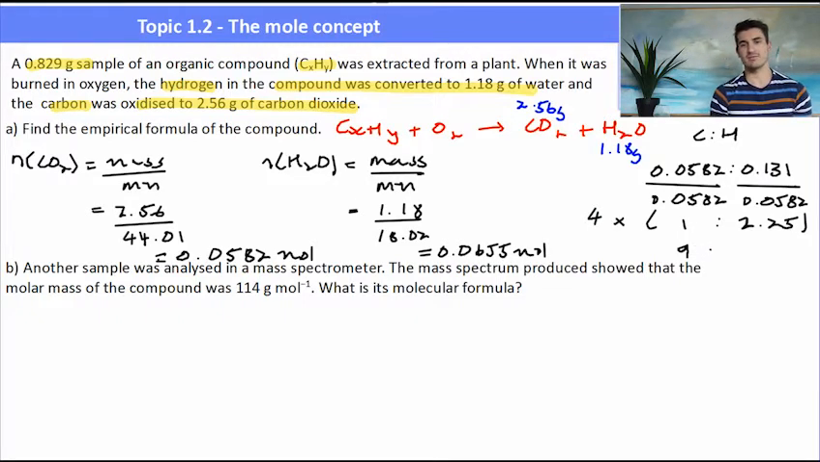Now multiplying this ratio by 4 will give us 2 whole numbers. We'll have 4 carbons and then 9 hydrogens. So that gives us an empirical formula of C4H9. Part B says another sample was analysed in a mass spectrometer.